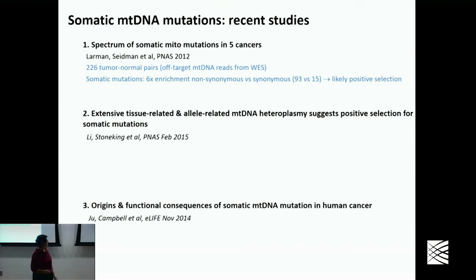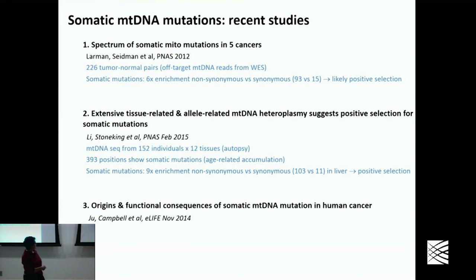A second study looked not at cancer, but just took autopsies, looked at different tissues from autopsy patients, and looked for mutations in the mitochondrial genome from 12 tissues each from 150 people. And they also saw very strong enrichment of non-synonymous versus synonymous mutations, also claiming positive selection of mitochondrial mutations.